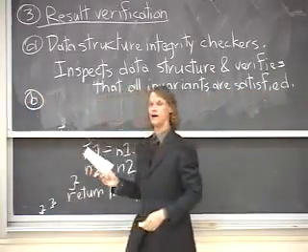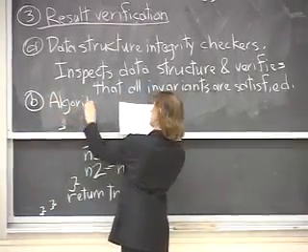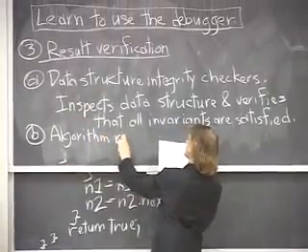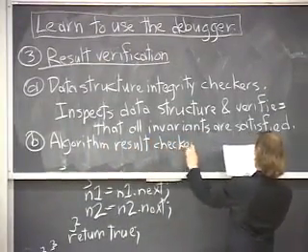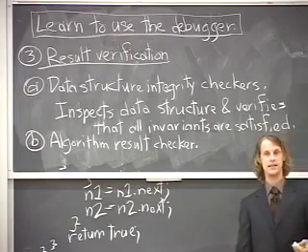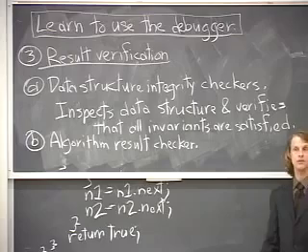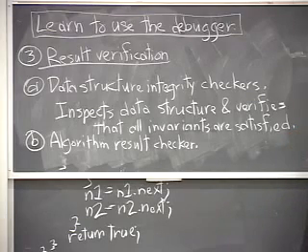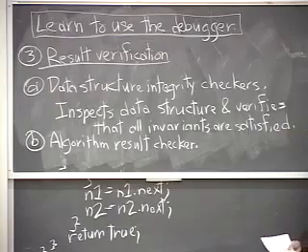The other kind of result verifier is what I'll call an algorithm result checker. And what this does is, after you run some algorithm that performs some task, then you check whether the result that it computed actually seems to be correct. It's easier to make sense of that when I give a concrete example.